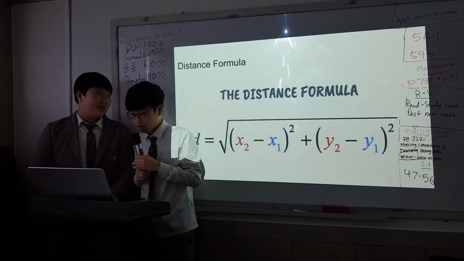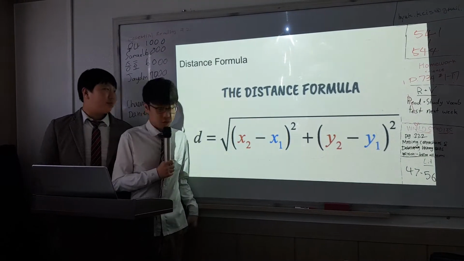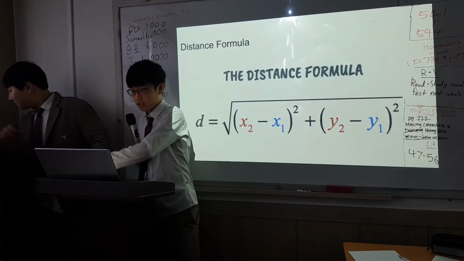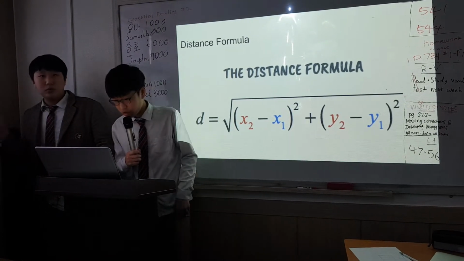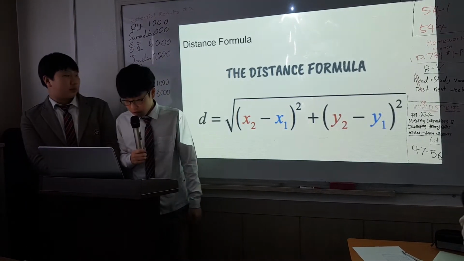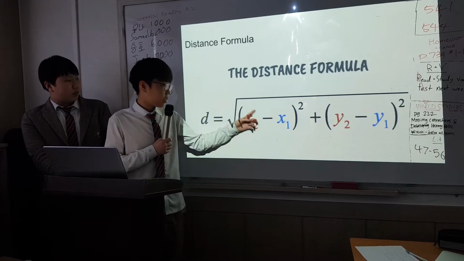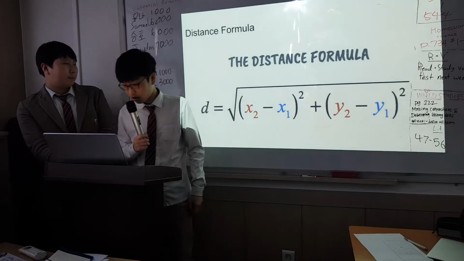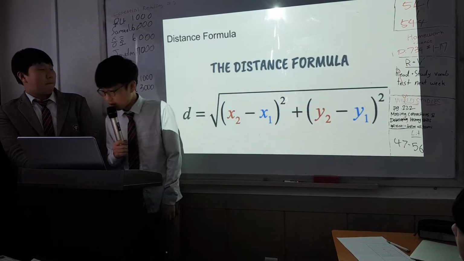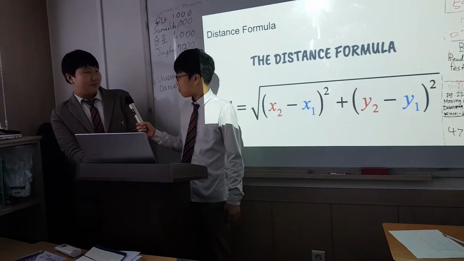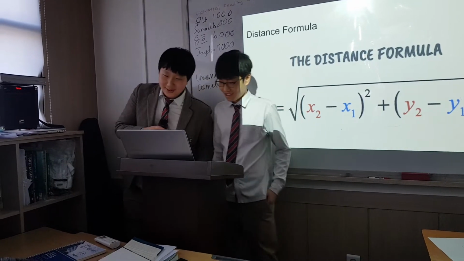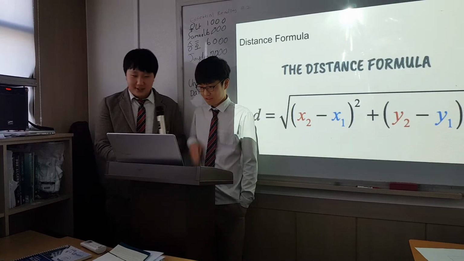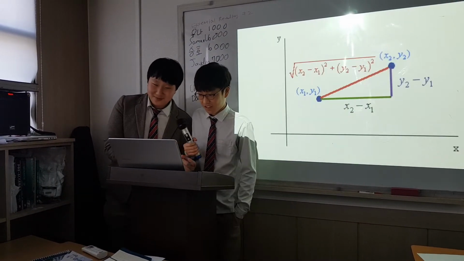First, the distance formula. D stands for distance. This is the equation, so you should just memorize this. The x second is the second dot's x, and the x first is the first dot's x, the same as the y. The equation stays the same, but the numbers will change.